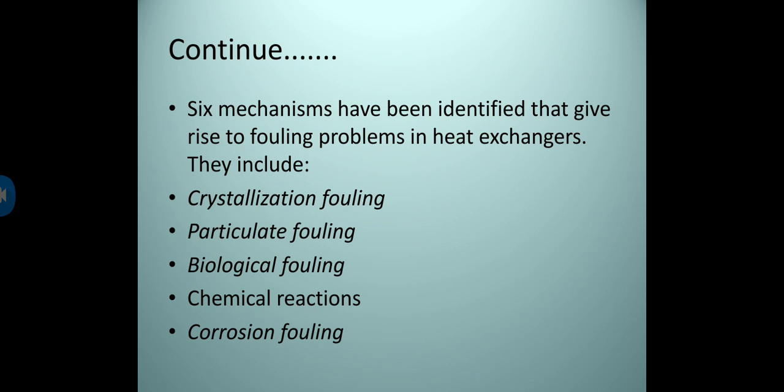The next one is corrosion fouling. In corrosion fouling, a protective layer may form, but more likely the corrosion process produces a thick corrosion layer. Some heat exchanger materials of construction are subject to corrosion from the aggressive nature of the fluids, or impurities in the fluids in contact with the surface.